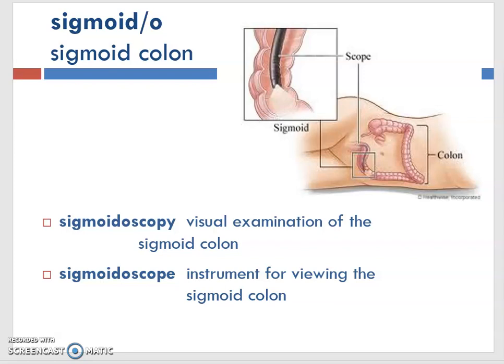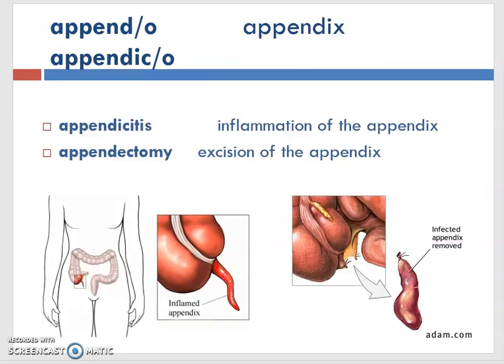The very bottom of the descending colon is called the sigmoid colon. Sigmoido is how we use the combining form. A sigmoidoscopy is like a colonoscopy, but it only goes as far as the sigmoid colon, and a sigmoidoscope is used for that procedure. They're not done that often anymore unless the doctor is certain that the pathology is in the sigmoid only. And if they're certain of it, then they may just do a sigmoidoscope. But often they will do a full colonoscopy to make sure they don't miss anything.